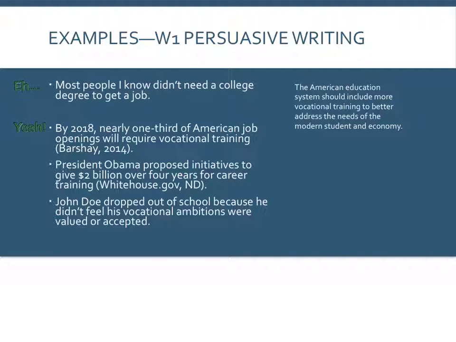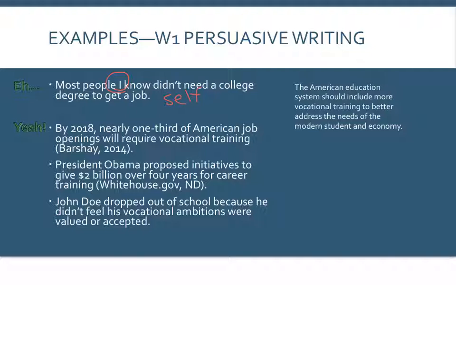So some examples here that you might see in persuasive writing, and we're going back to our earlier example that we started about the American education system, including more vocational training to better address the needs of the modern student and economy. So a weak detail: most people I know didn't need a college degree to get a job. This is a weak one, and it may be true and it may support, it is relevant, but it's just your own observation. And if it doesn't match my observation, I may not be very convinced by yours.